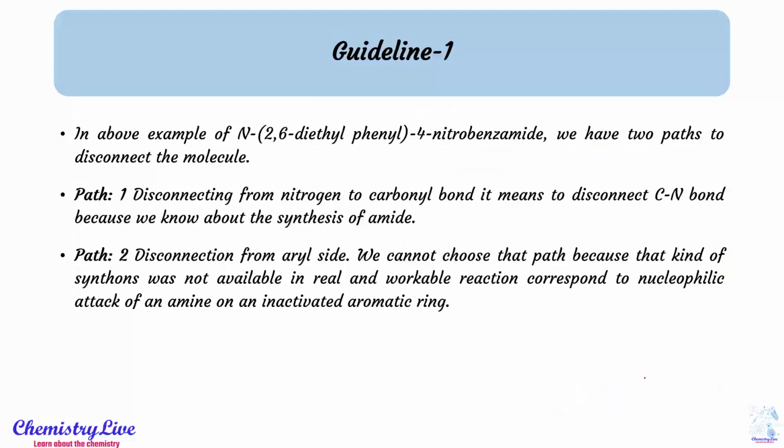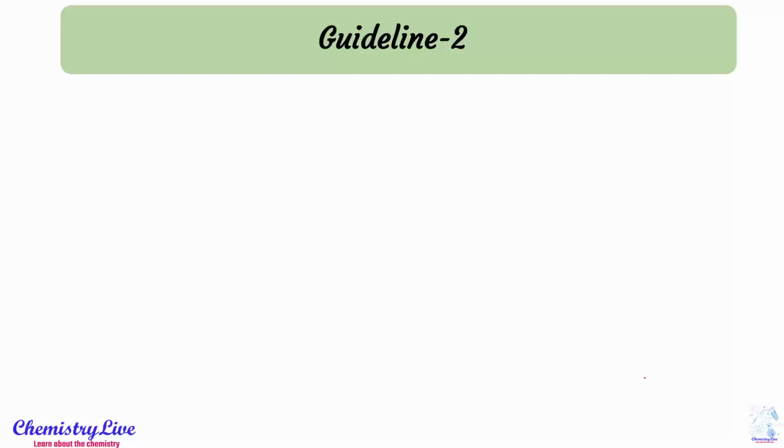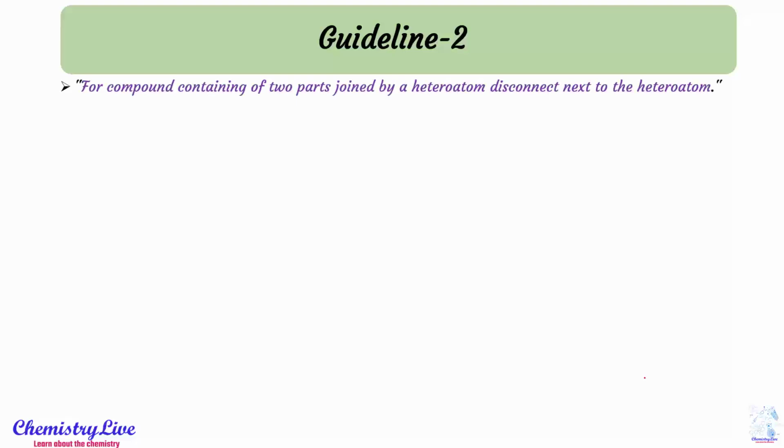What I want to say is that all of this is in the written portion. There is path A, disconnection by the C-N bond, and path B, disconnection by this bond, because of nucleophilic attack on the aromatic ring. Now we will choose guideline 2.